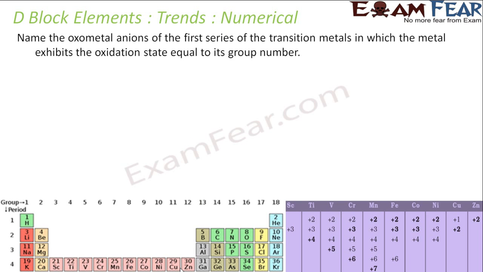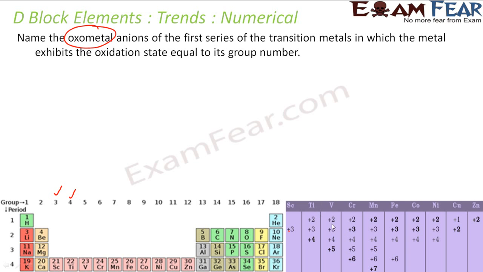Name the oxometal ions of the first series of transition metals, in which the metal exhibits oxidation state equal to its group number. Let's see this. Scandium exhibits oxidation state of +3, and this is group 3. Titanium oxidation state of +4, and titanium is part of group 4.